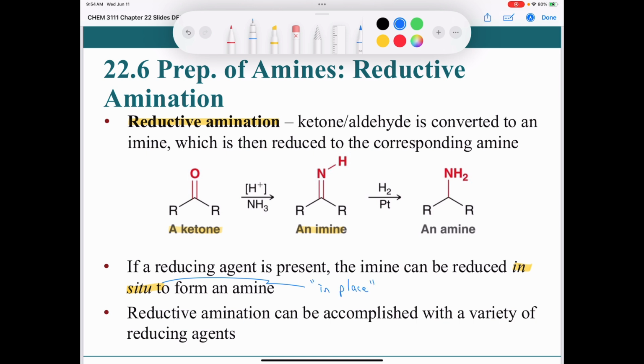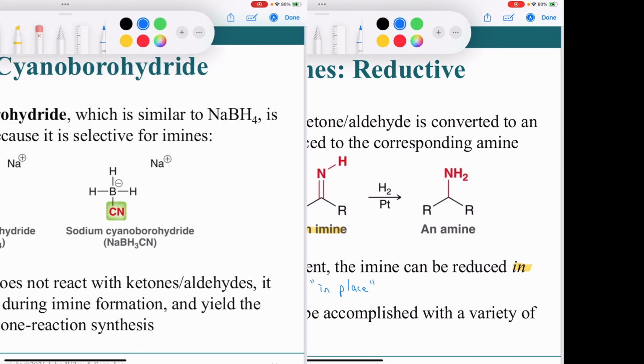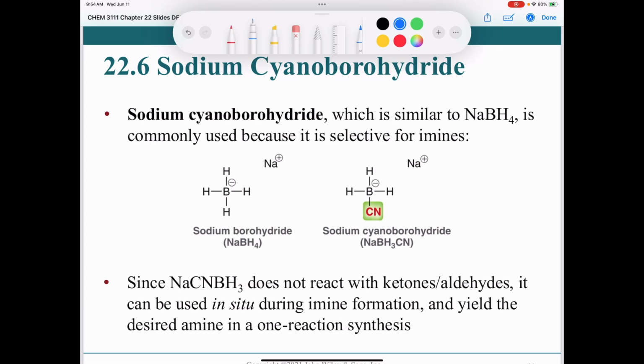And besides doing this method here where you make the imine and then you subject it to hydrogenation, it says here it can be accomplished via a variety of reducing agents. I would say there's even better ways of doing that. So let's take a look at one. Instead of using sodium borohydride as the reducing agent to reduce our imine, we're going to use this brand new reagent called sodium cyanoborohydride.